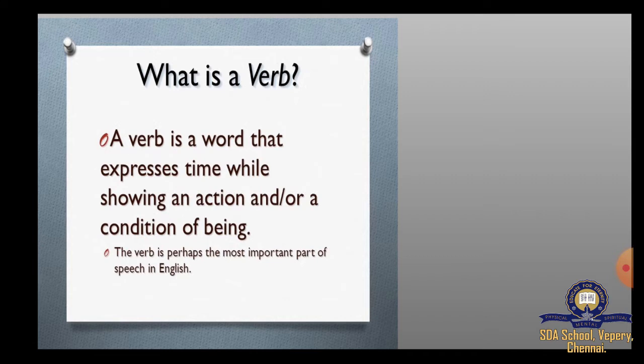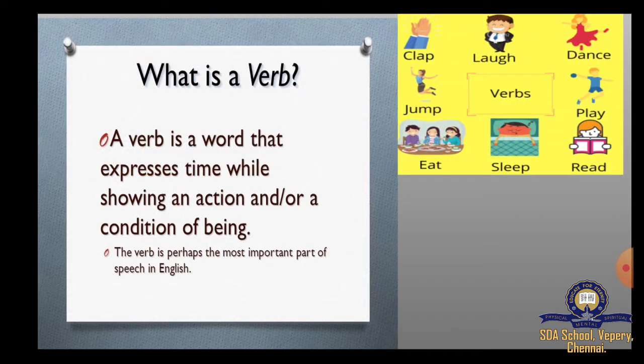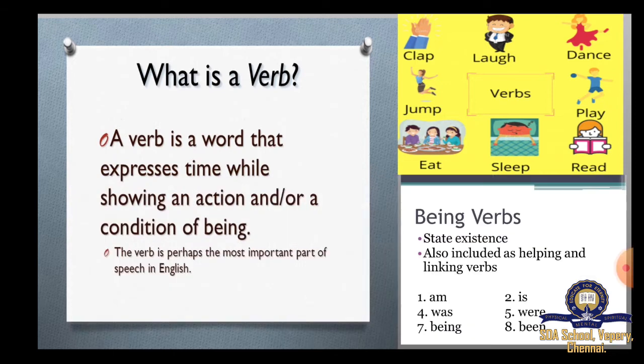What is a verb? Yes, a verb is a word that expresses time while showing an action or a condition of being. That is, it is of two types. One is the action verb and the second one is the state of being verb. So when it comes to action verbs, it is like clap, laugh, dance, play, read, and so on. And being verbs are is, are, am, was, were, and so on, right? So this is a verb, and we know what is a subject, right? It is the main thing in a sentence.